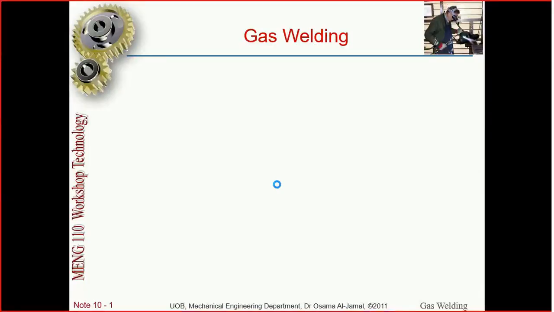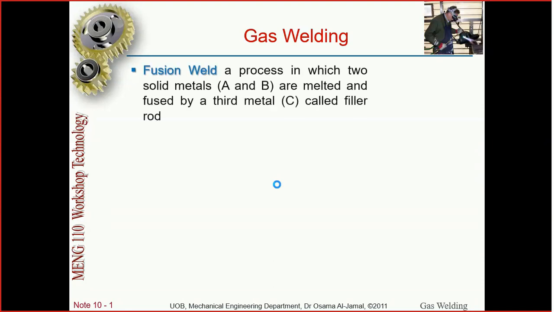Now in gas welding we'll be using two gases, oxygen and acetylene, to perform the welding. The other name for this is also oxyacetylene welding. Now this is a fusion melt.